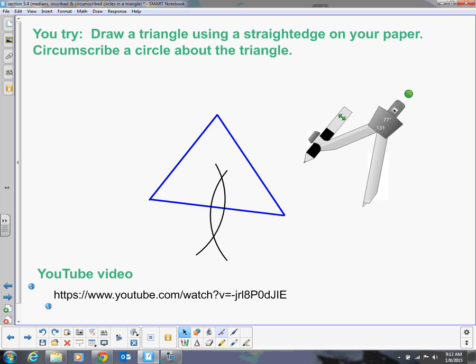And so now we're going to draw in this perpendicular bisector. This is not a median because I didn't connect it to the opposite vertex. This is just a perpendicular bisector.